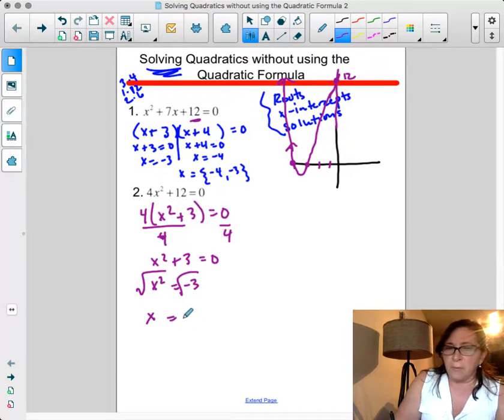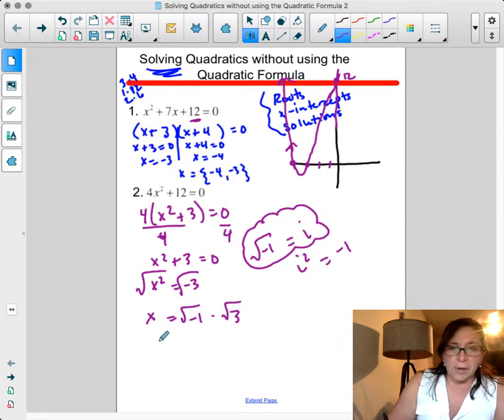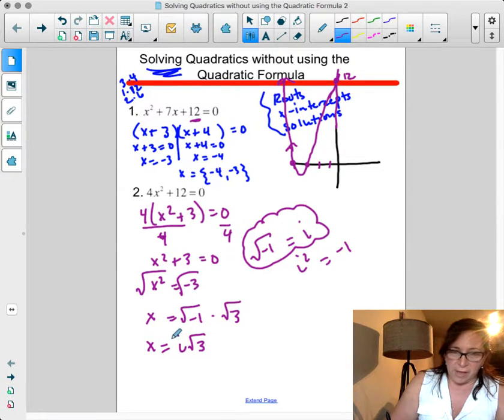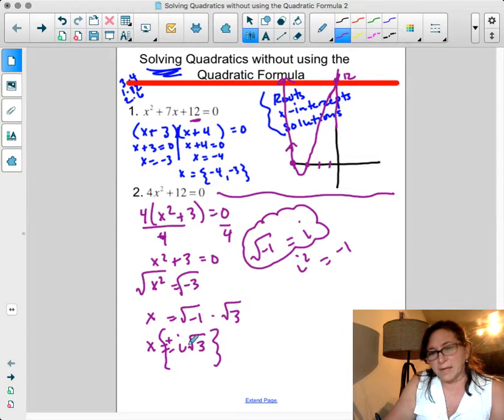Now, another way of writing that, since we did start imaginary numbers, is the square root of negative 1 times the square root of 3. And we know that the square root of negative 1 is equal to i. We also know that i squared, if you square both sides, is equal to negative 1. But we're going to use this right here. So we have x equals i times root 3. When you take the square root of a value, know that that is plus or minus, and these are solutions. The difference between this problem and the above problem is that this problem has imaginary roots.